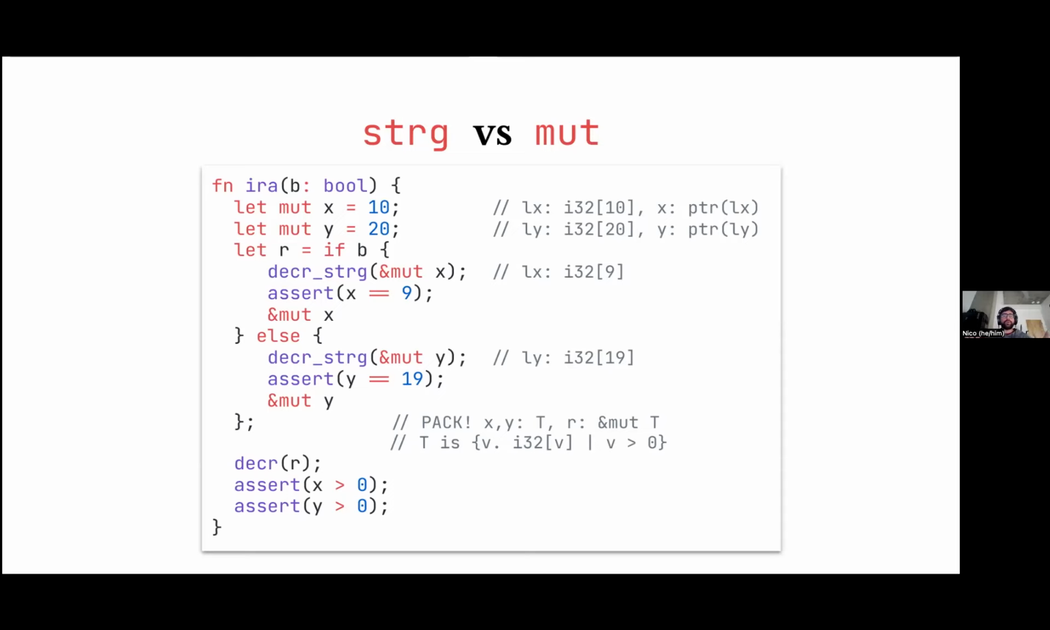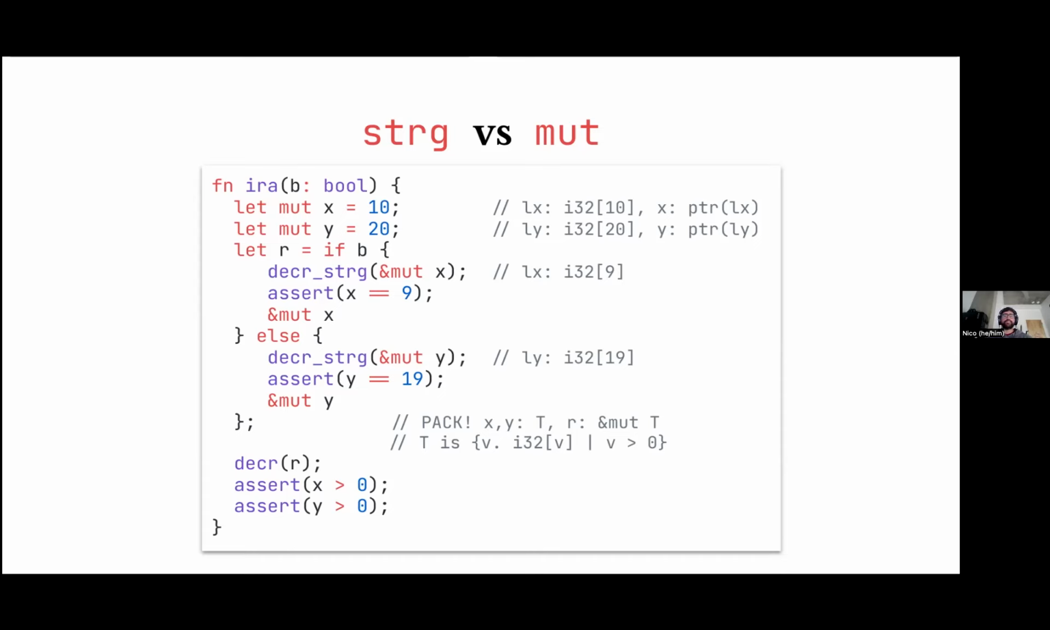So whenever we allocate some value on the stack, for example, we have an x or y, you can think of it as having two locations, lx and ly, for which we have some type. In this case, i32 equals 10 and i32 equals 20. And then x and y are actually pointers to that location. Whenever I know the exact location I'm pointing to, I can call these functions that take a strong reference. So in this example, I have two branches, and in each branch, when I take a mutable reference to the x or y, I know exactly where the reference is pointing to. So I can call the stronger version of decr and then learn that the value is actually one less than what it was at the beginning.